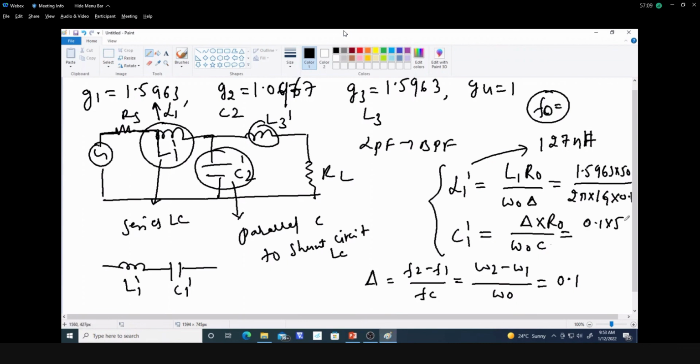1.1 into T divided by gigahertz into the value of the C, which is nothing but the same value of L. So you have to take L here, not the C value. We are not calculating for C2, we are calculating for L1. So take the same value of G1 for the calculation of C also. This is nothing but C, which is originally coming from the L. So you have to put that same 1.5963 here. That is very important.